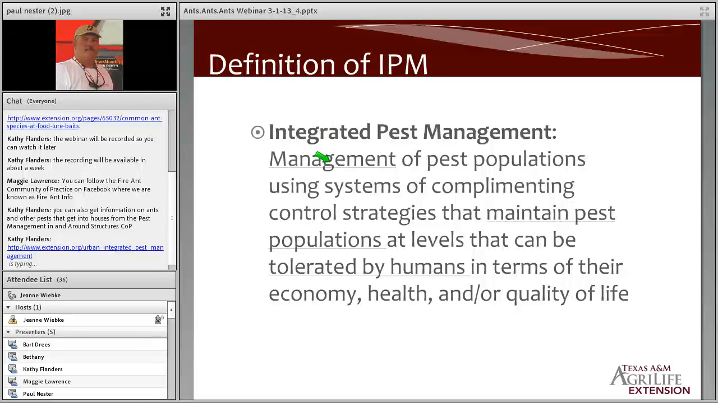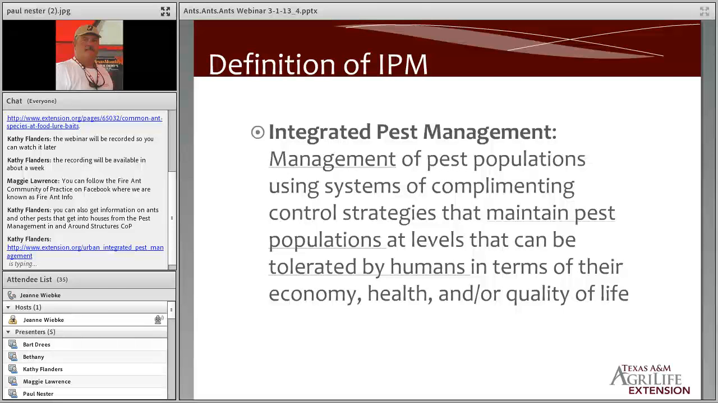It is the management of pest populations using systems of complementing control strategies that maintain pest populations at levels that can be tolerated by humans in terms of their economy, health, and or quality of life. So let's look at that statement again. It is the management of pest populations. I'm not saying the control, it's the management of them using systems of complementing control strategies. I'm not saying that you want to use strictly a pesticide, but there are different things we can do to put pressure on a population.